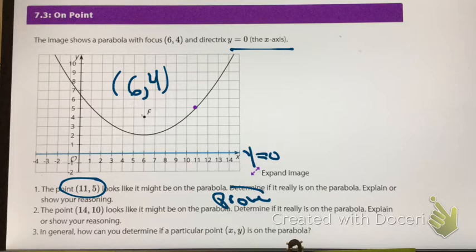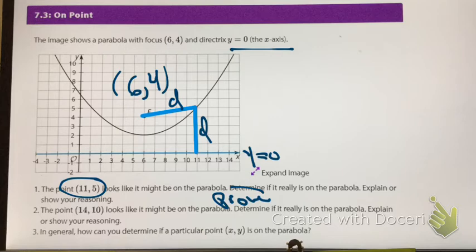It looks like it's on there, but we need to prove it. So we need to prove that the distance from the focus to that point, and then from that point down to the directrix, are equal. That's what we're trying to do here. We're just using our version of the distance formula without the square roots. It's the same thing we use with the circles.